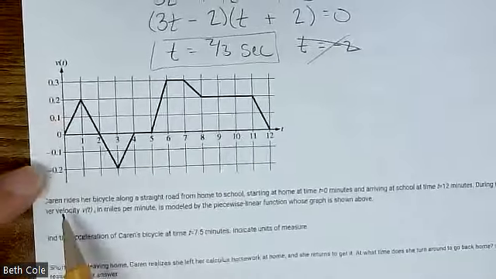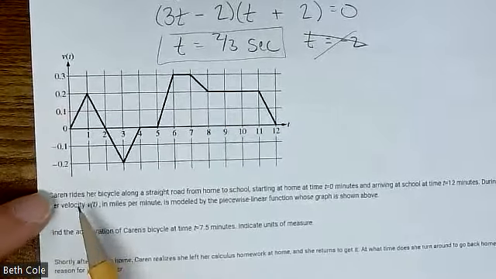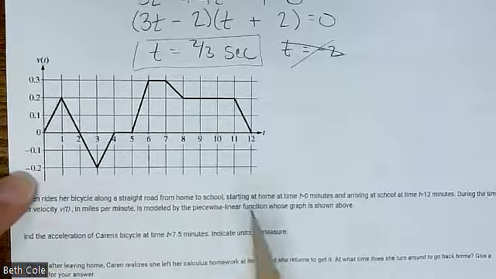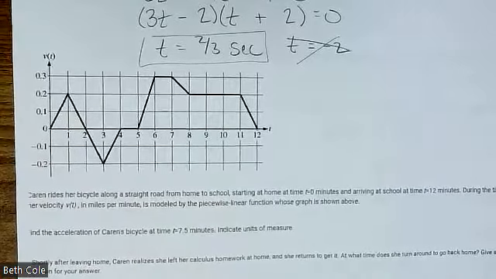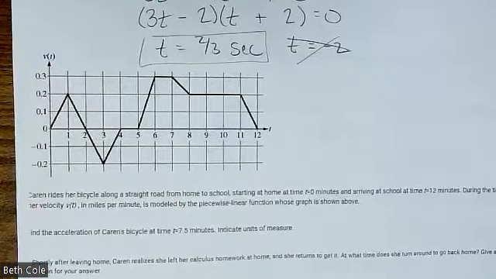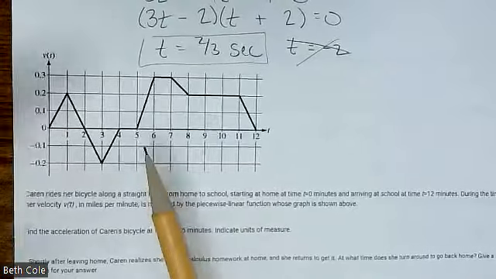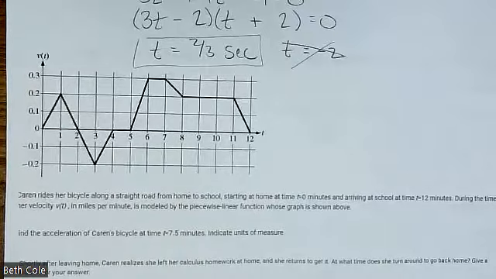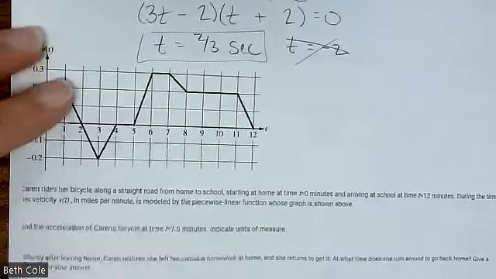All right. Karen, spelled with a C, rides her bicycle along a straight road from home to school. Straight road. If you're trying to imagine this, like in your imagination, it's a straight road. Okay. What is this the graph of? You got to read through. Is it position, velocity, or acceleration?